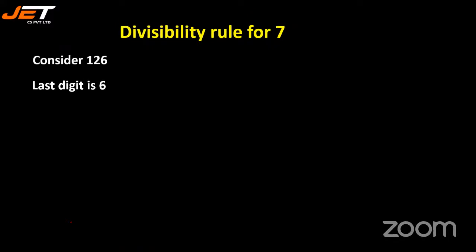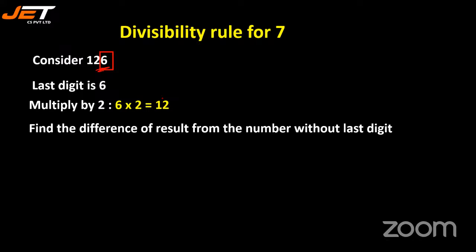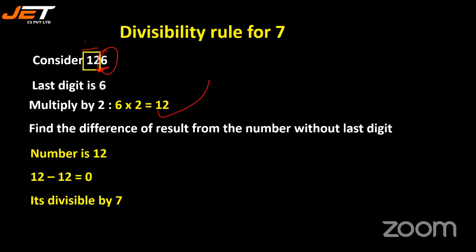Let's see the next one, 126. The last digit should be multiplied by 2. I got 12. The remaining number is 12. Oh, wow. 12 minus 12 is 0. See, I multiplied this 6 by 2 and got 12. The remaining number is 12. 12 minus 12 is 0. It is divisible by 7. Either it should be 0 or a multiple of 7.